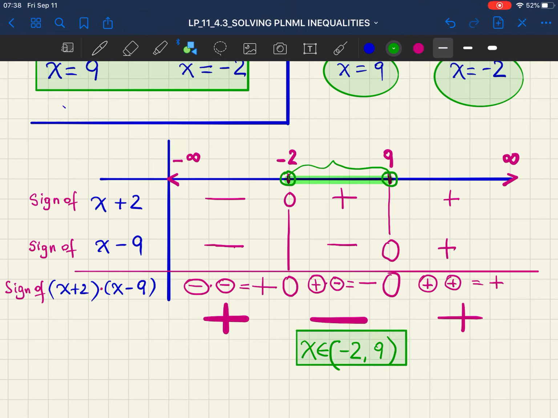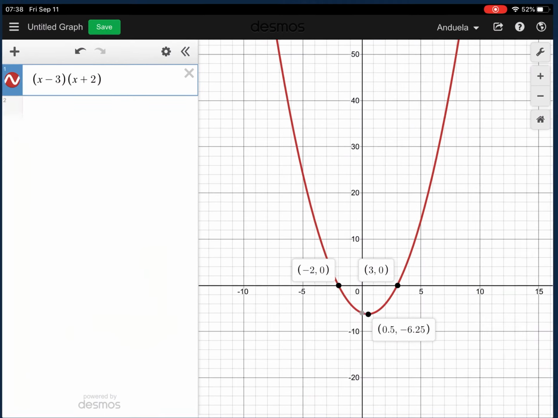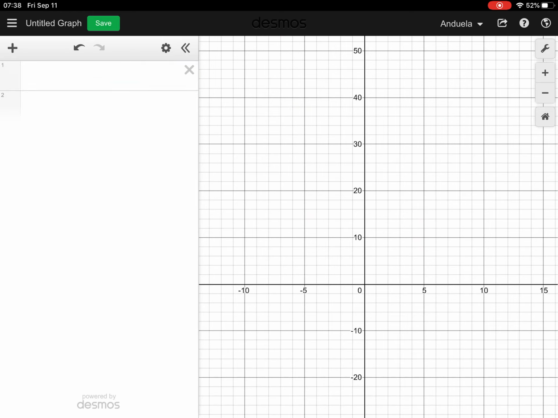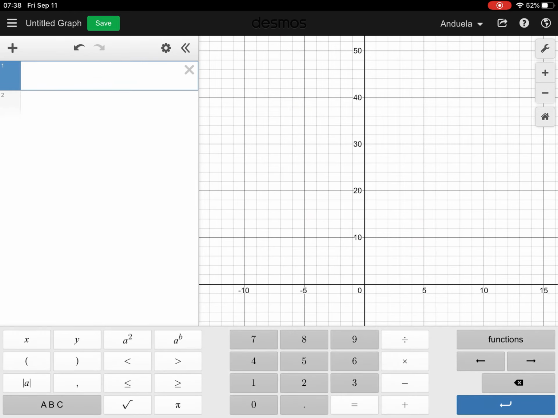Now, what does that mean graphically? So we're going to graph this equation on decimals, and hopefully we can make a little bit more sense in there. So we said that we have x plus 2, x minus 9.